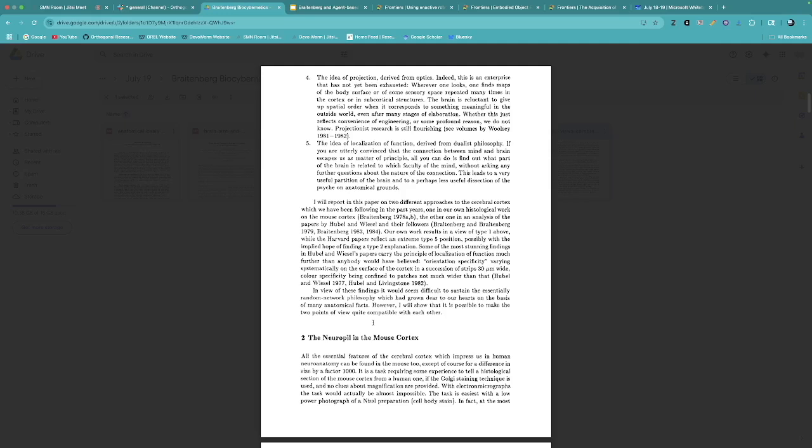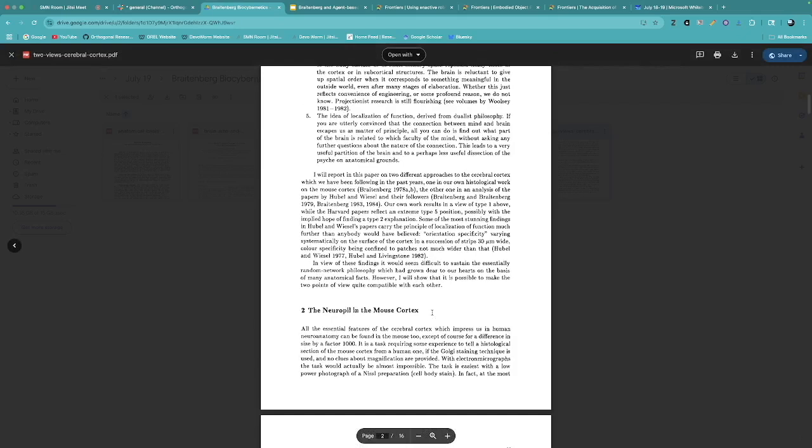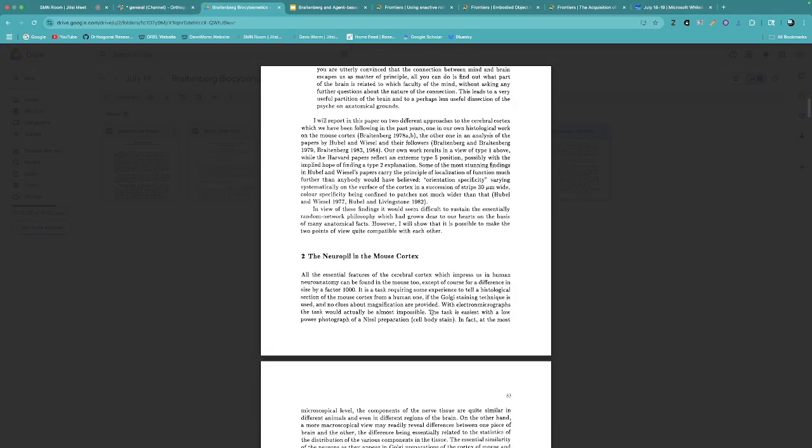and then in view of these findings, it would seem difficult to sustain the essentially random network philosophy, which has grown dear to our hearts on the basis of many anatomical facts. However, I will show that it is possible to make the 2 points of view quite compatible with one another. So he goes through this, talking about the neural pill in the mouse cortex. He says that all the essential features of cerebral cortex can be found in the mouse, except that in humans it's scaled up by a factor of 1,000 in terms of size. It is a task requiring some experience to tell a histological section of a mouse cortex from a human one.